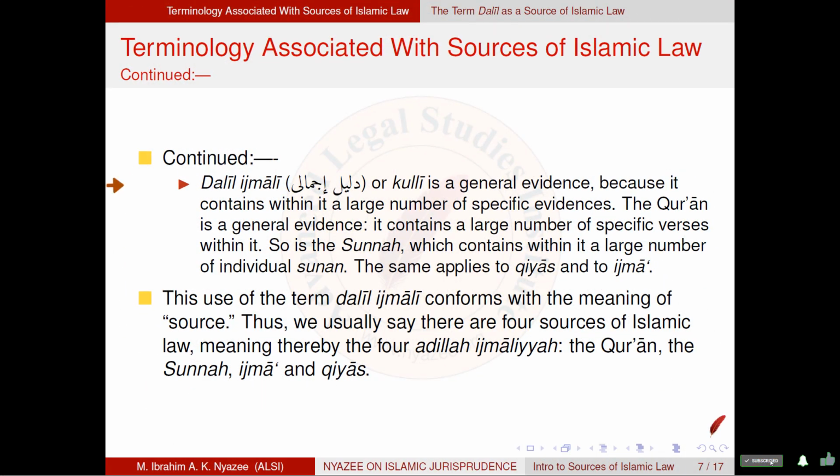Continuing, dalil ijmali or kulli is a general evidence because it contains within it a large number of specific evidences. The Quran is a general evidence. It contains a large number of specific verses within it. So is the Sunnah, which contains within it a large number of individual sunan. The same applies to Qiyas and to Ijma. The use of the term Dalil Ijmali conforms with the meaning of source. That is, the source is being considered as a whole or in its entirety. Thus, we usually say that the four sources of Islamic law, meaning thereby the four Adilla Ijmaliya, are the Quran, the Sunnah, Ijma, and Qiyas.